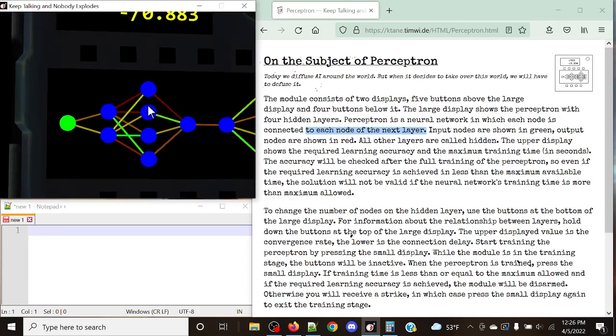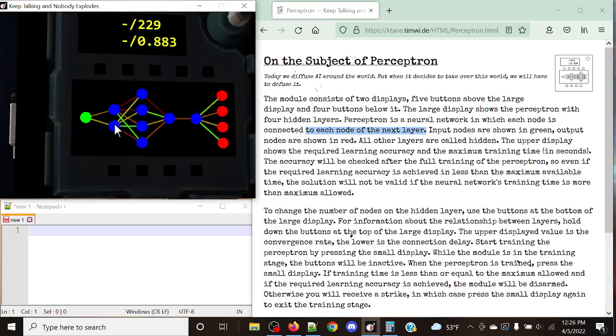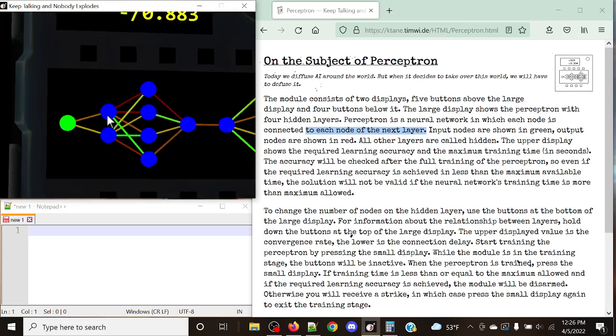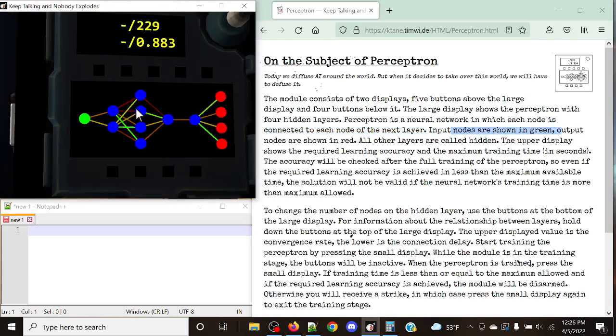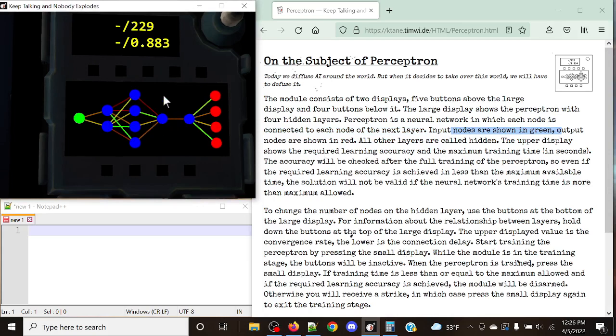All you have to do is some multiplication with it. Likewise, with this first connection right here, we only have 2 connections, 1 to each of the nodes in the next layer, and so on and so forth. Make sure you understand how that works, because that's what all of this module is about. Input nodes are shown in green, output nodes are shown in red, and all of the layers between are called hidden. In this case, these are what the blues represent here.